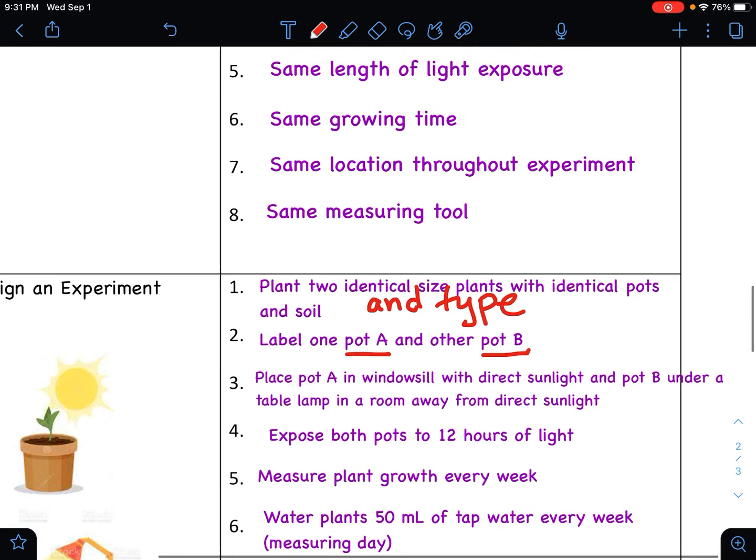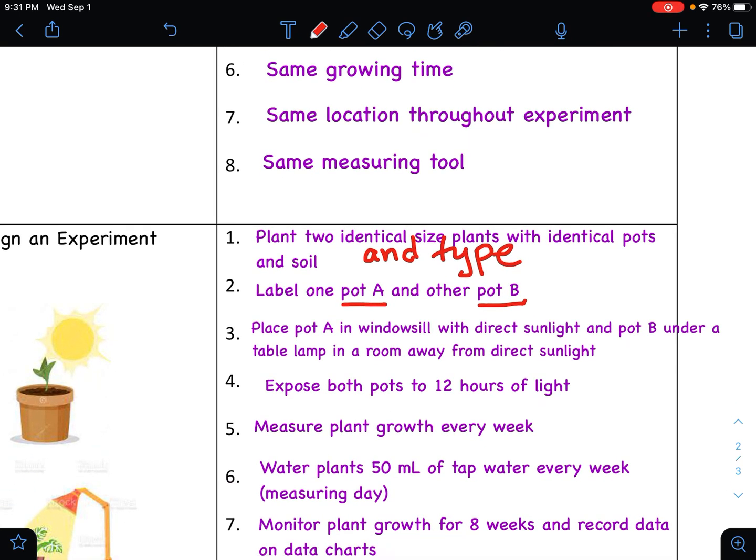So you're going to expose both pots to 12 hours of light. So you as a scientist are going to design how long you want this to be. All right, so clearly this experiment needs to be done in more of the summer months where we do indeed have 12 hours of daylight. In the wintertime when it gets a little bit darker earlier in the day, we wouldn't be able to do this experiment. Either that, or we would have to change the number of hours, maybe down to something like 8 or 6.